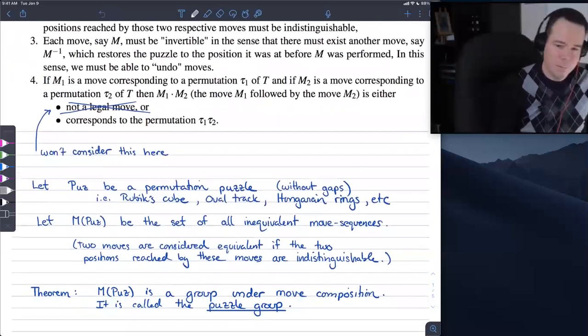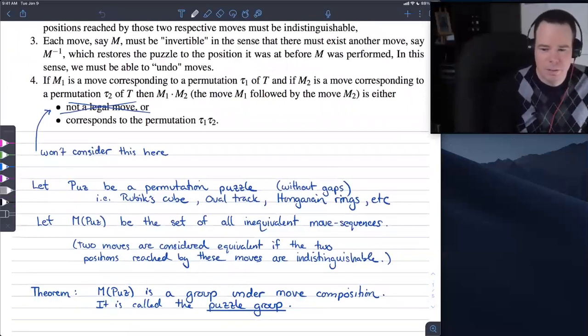So we're going to let PUZ denote a permutation puzzle. So it's either going to be like the Rubik's Cube or the Oval Track or the Hungarian Rings or any other puzzle that we're going to consider. And from this point forward, we're going to consider puzzles without gaps. So unlike the 15 puzzle, we're going to consider puzzles that don't have any gaps in them.